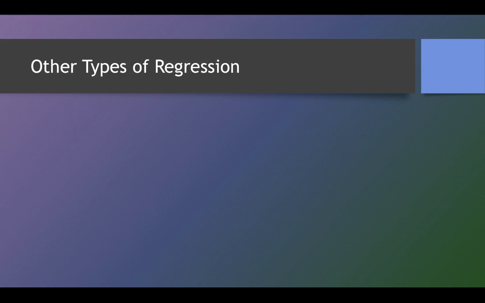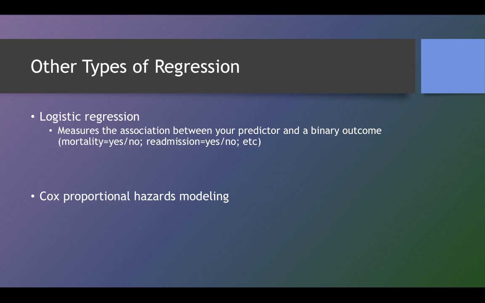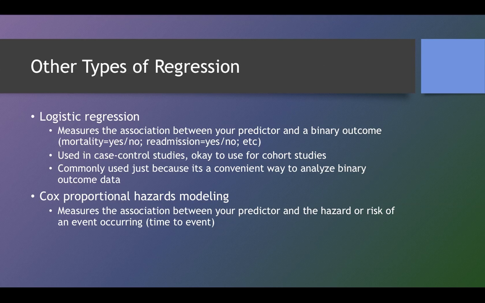Other types of regression include logistic regression and Cox proportional hazards modeling. Logistic regression measures the association between your predictor and a binary outcome. Mortality is yes or no, readmission is yes or no, etc. It is used in case control studies, but it's also okay to use for cohort studies as well. Logistic regression is very commonly used just because it's a convenient way to analyze binary outcome data. Cox proportional hazards modeling measures the association between your predictor and the hazard for the risk of an event occurring, including the time to event. This type of regression is used in cohort studies with variable person time.